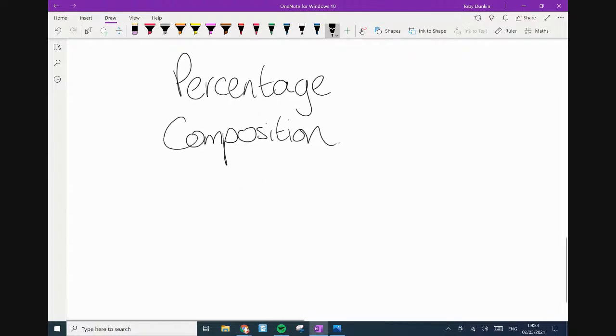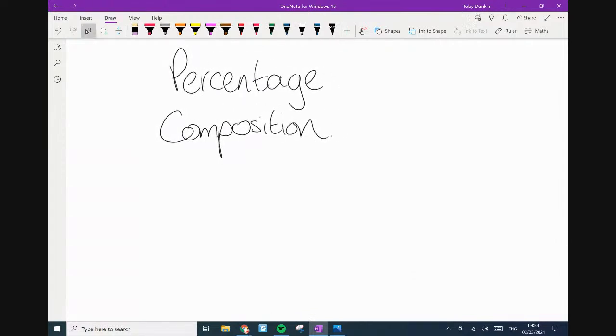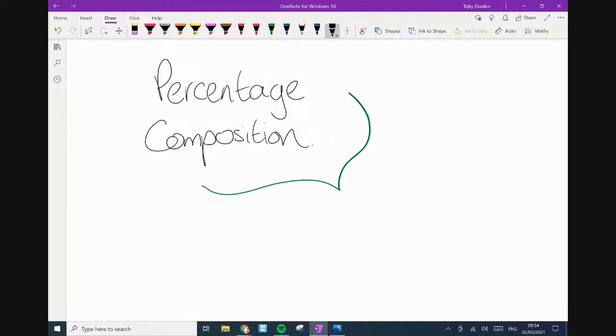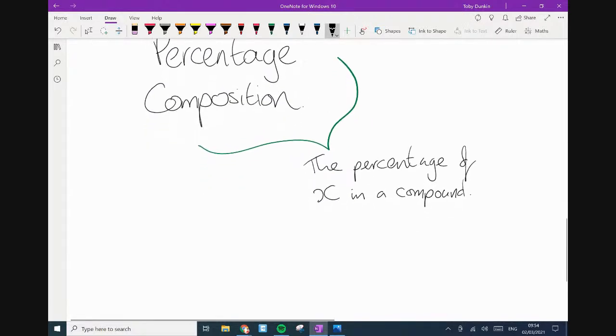Okay, so percentage composition. The first thing is, when I was in school, I never liked it when teachers would use fancy words, and I never really understood why. I was just like, I don't understand what you're saying to me. So percentage composition is quite literally the percentage of X in a compound. Now, even that I don't really like. I still think to myself, if I was in school, I wouldn't like that.